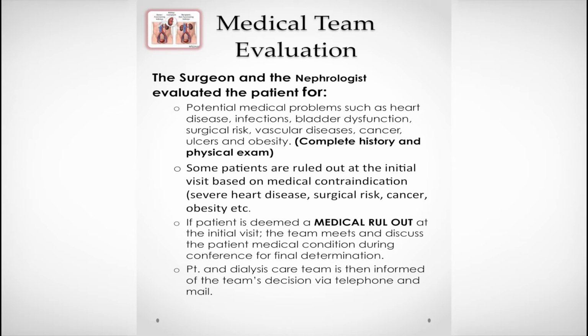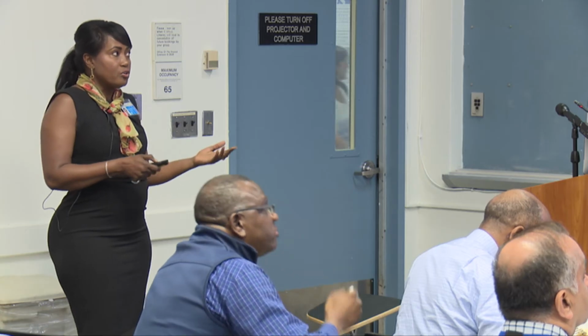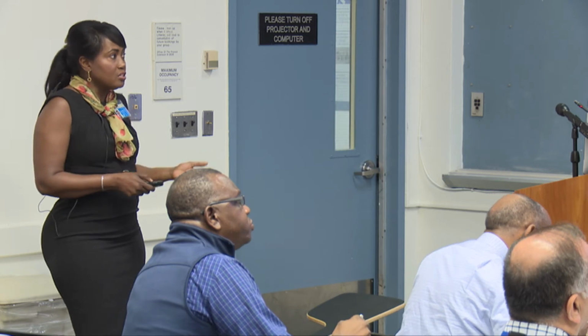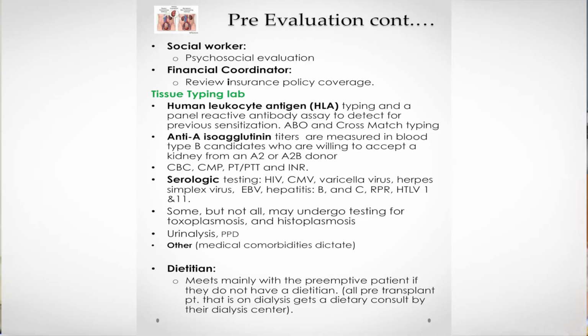Some patients are ruled out initially based on maybe medical contraindication. Some of them may have severe heart disease. Some of them are surgical risks, cancer, obesity, etc. If a patient is deemed a medical rule out at the initial visit, we do have a meeting where the team meets and discusses the patient's medical condition during conference for a final determination of how to move forward with this patient. The patient and the dialysis care team is then informed of the team decision via telephone and also mail.